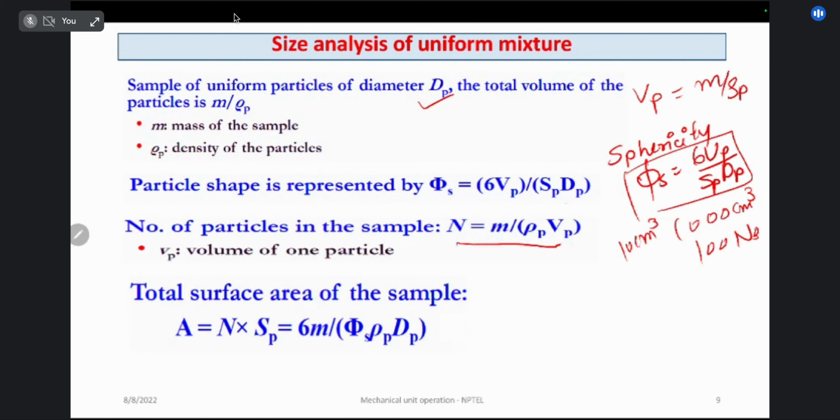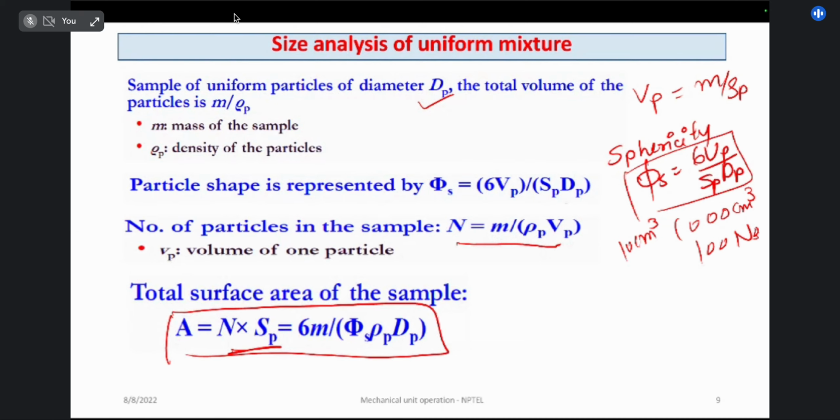Then, if we multiply the total number of particles with the surface area of one particle, we get the total surface area of the sample. So this is how we do the size analysis for a uniform mixture, and we always need to keep in mind this equation: n into Sp is equal to 6m divided by phi s rho p into dp.